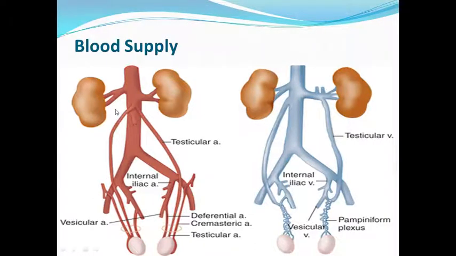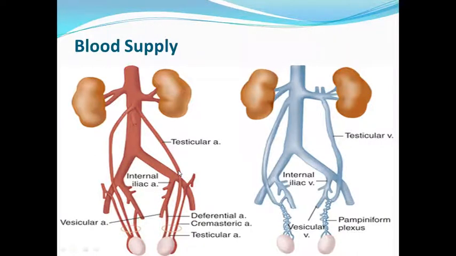This testicular artery descends in the posterior abdominal wall. That is why the kidney is shown in this figure. So the testicular artery descends through the posterior abdominal wall to reach the deep inguinal ring, and after that it enters the spermatic cord. Yes, this circle is drawn to signify the spermatic cord.